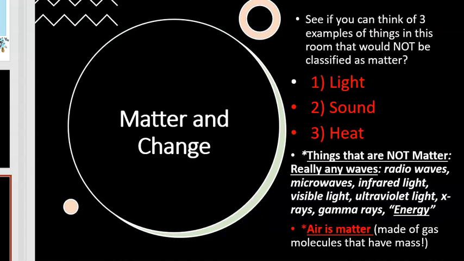Really anything that is traveling in a wave, such as radio waves, microwaves, infrared light, visible light, ultraviolet light, X-rays, gamma rays, these are considered energy. Anything that will travel in a wave. Now, some of you might have said air, but I want you to remember that air is matter. Air is made up of gas molecules that have mass.